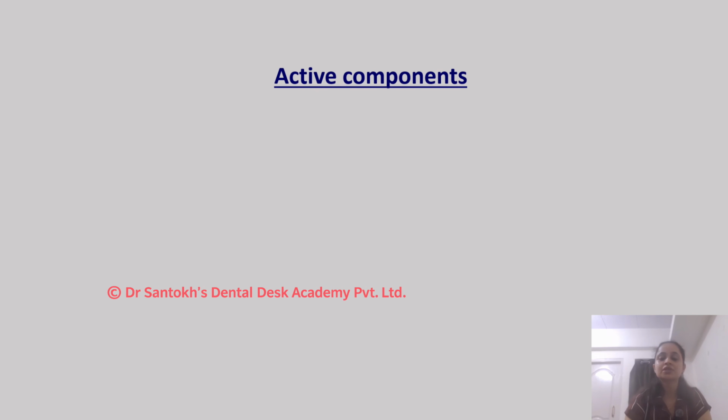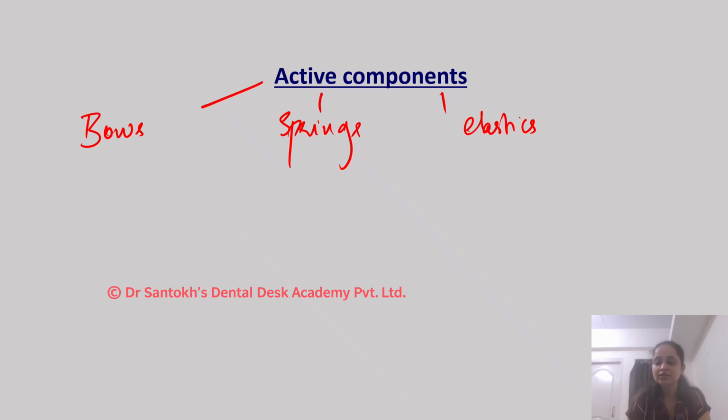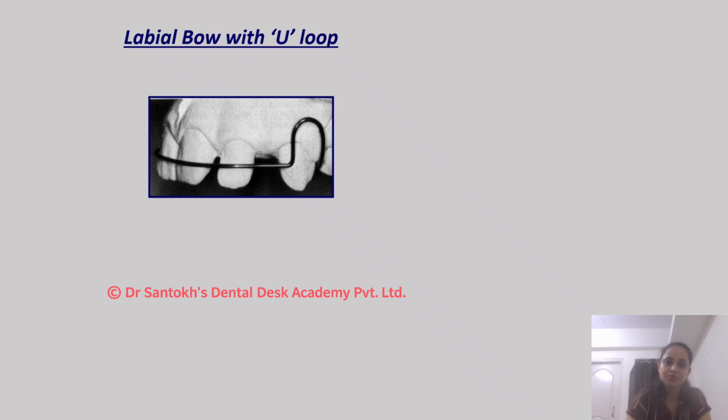Next, coming to the active components. So till now we studied about the retentive components, which are the clasp and the base plate. Now we will see about the active components of the removable appliances. So the active components are bows, springs, elastics, and screws. So these are the active components of removable appliances. First, coming to the labial bow. Okay, so this is a labial bow. Just remember this diagram.